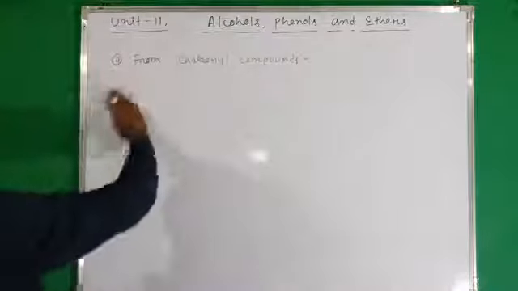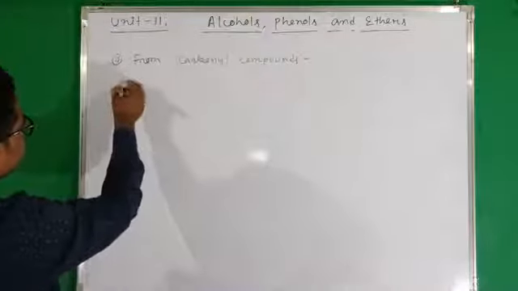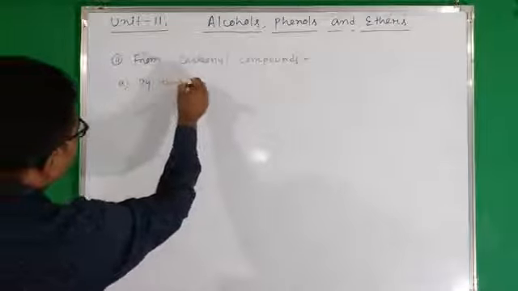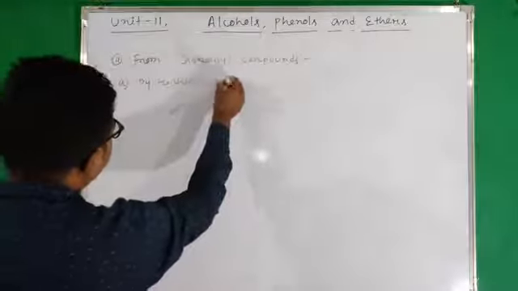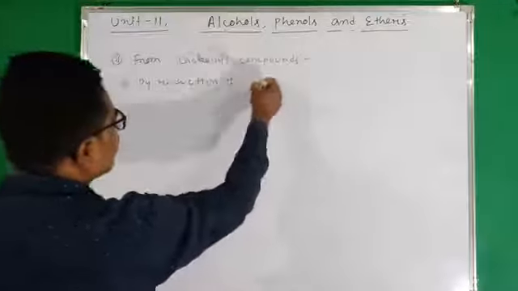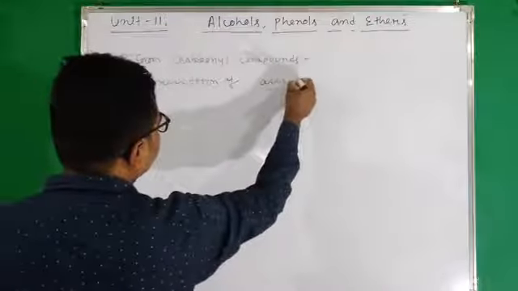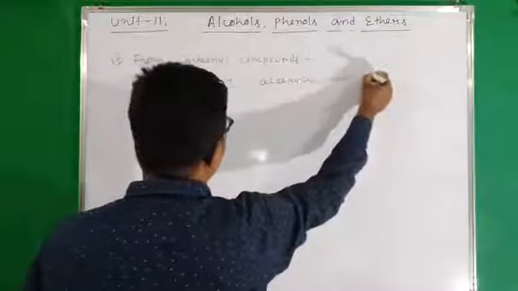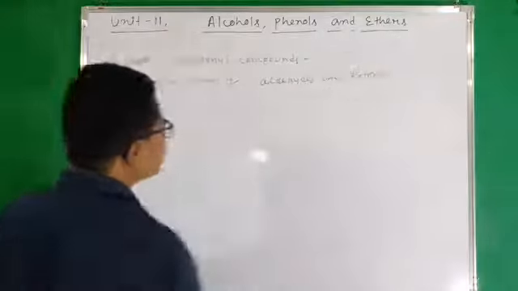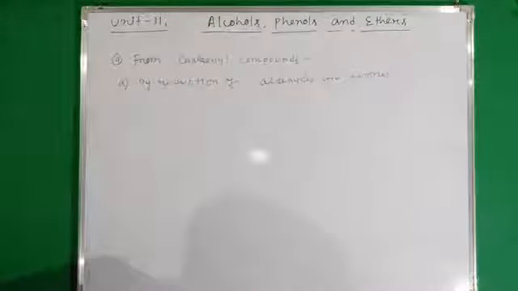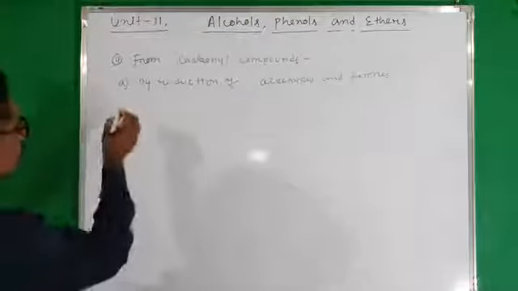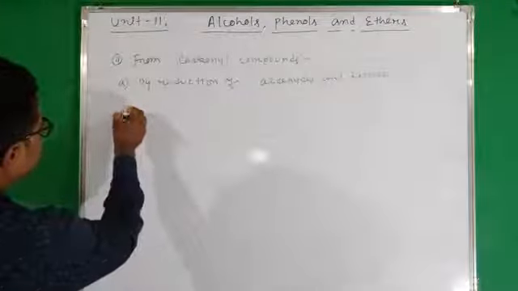Okay, so here the first method, number A, is by reduction of aldehydes and ketones. In organic chemistry, generally we will use these reducing agents.